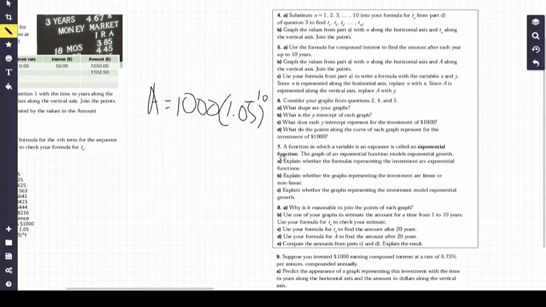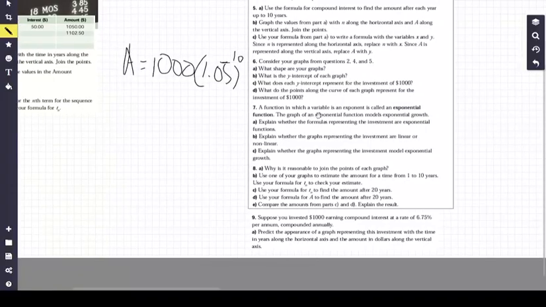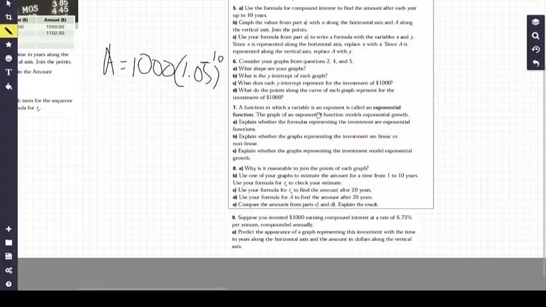Each point of the curve represents a point in time, where x is the number of years passed after our investment and y is how much our investment is currently worth. A function in which a variable is an exponent is called an exponential function. The graph of an exponential function models exponential growth.